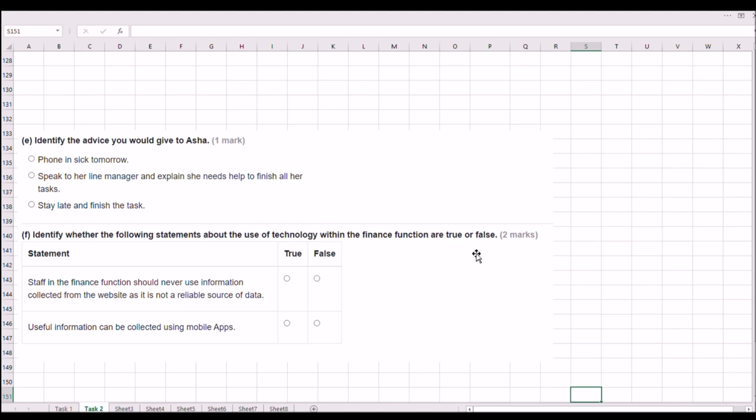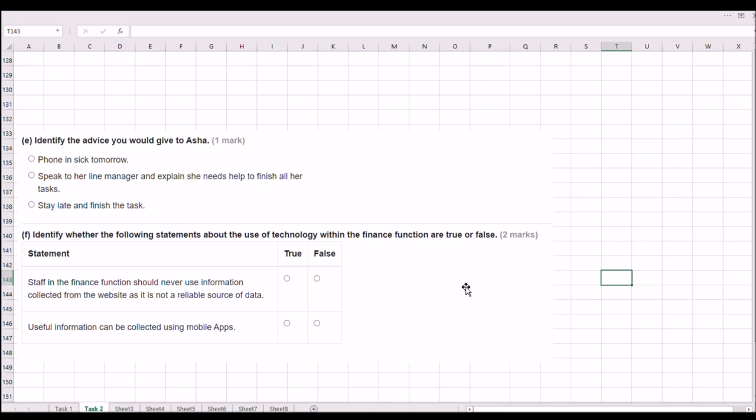Right, and so let's identify whether the following statements about the use of technology within the finance function are true or false. Staff in the finance function should never use information collected from the website as it is not a reliable source of data. So, not really. No, I mean you would use something. It might not be the most reliable source of data, but it's certainly got some reliability there. Useful information can be collected using mobile phone apps. So yeah, you could collect things using mobile phone apps if you wanted to. So that would be false and true. Strange question, really. But there we are.